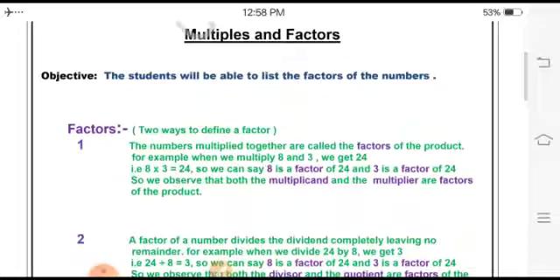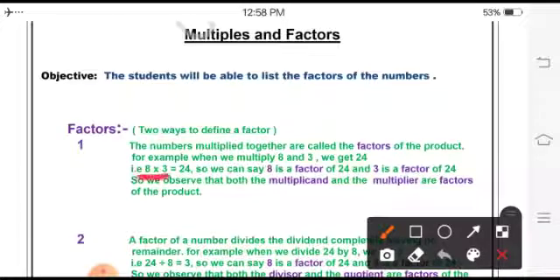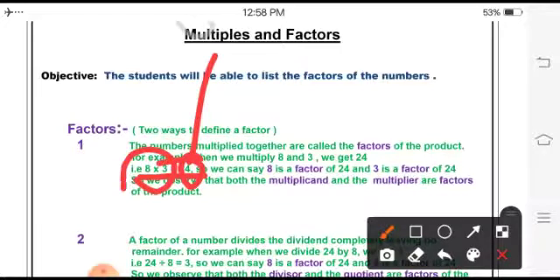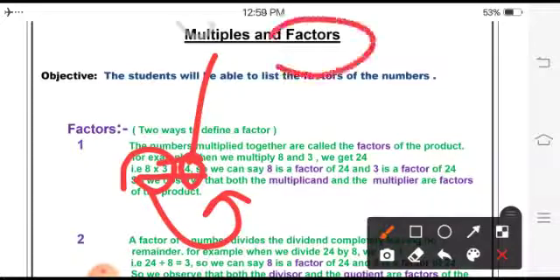Dear kids, today we are going to discuss what factors are. Students, as you know, whenever we multiply any two numbers, the product we get is also called a multiple. Now, the question is, what are these numbers called, by multiplying which we get a multiple? Those two numbers are called factors.